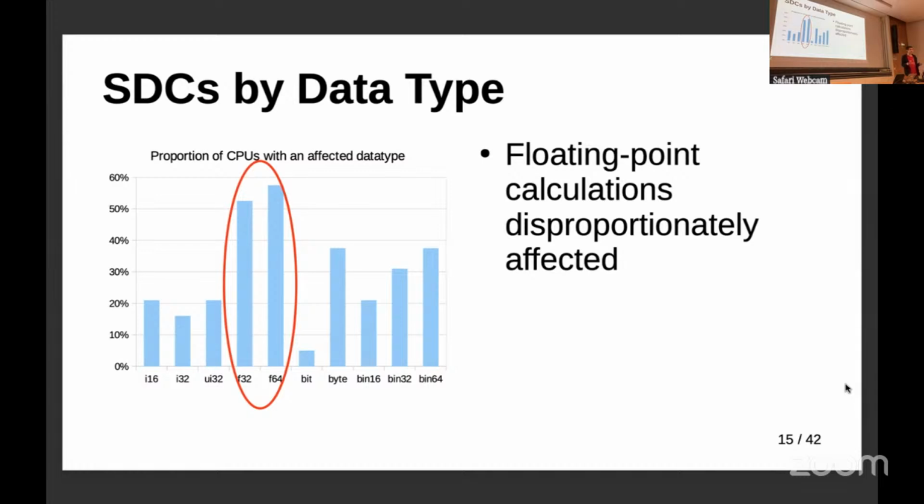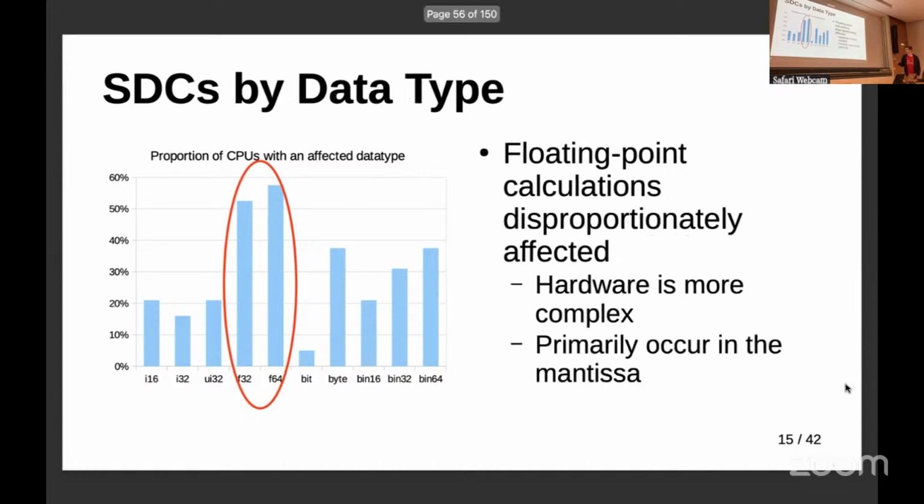For instance, floating point division or trigonometric functions. These are all a lot more complicated than most integer operations. This does seem to add up because they do find that SDCs typically occur in the mantissa part of the number, which would typically have more complex hardware behind it than, for instance, the sign bit or the exponents.